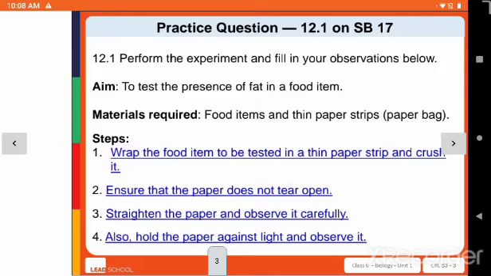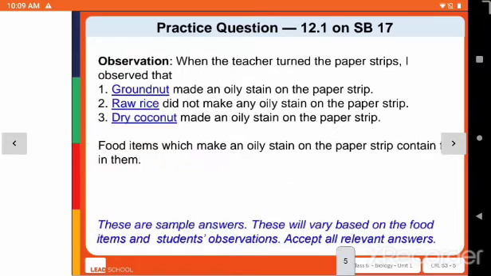Third is straighten the paper and observe it carefully. And the last step is also hold the paper against light and observe it. Observations are: first, groundnut made an oily stain on the paper strip.